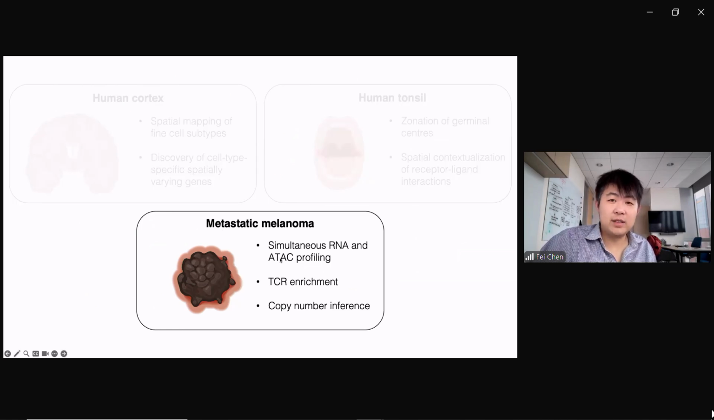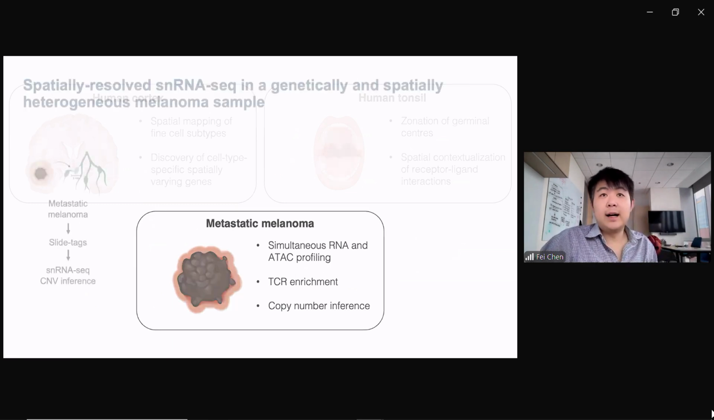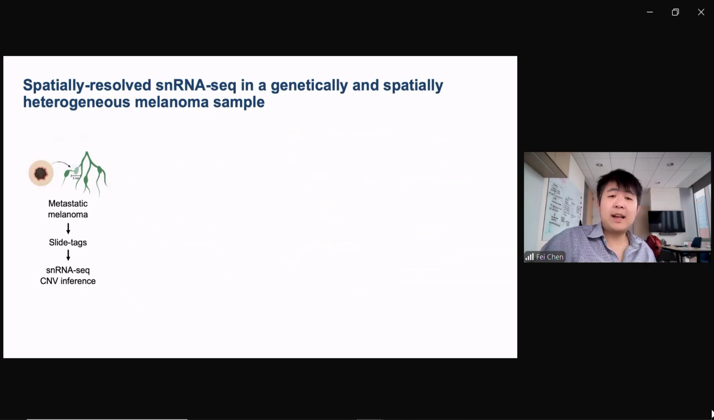where we applied it to a sample of metastatic melanoma. I want to highlight this example because it shows the versatility to do a lot of these other different single cell approaches. So we applied Slide-tags to a human lymph node metastasis. This is after checkpoint blockade. And I'll just walk you through one sample, where we actually see recurrent conclusions from many samples.